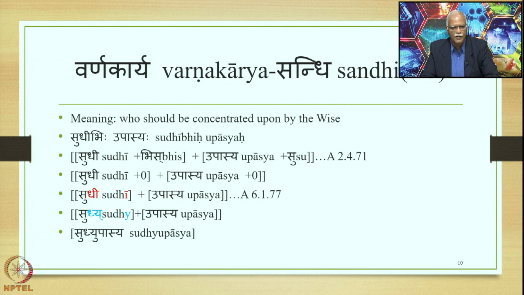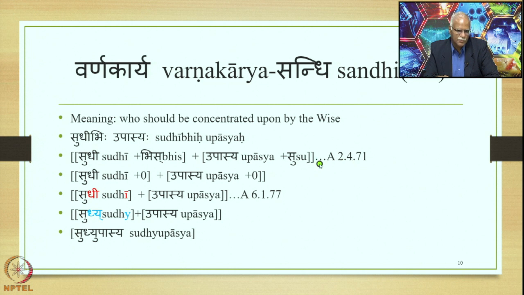This is another example where we have the meaning, namely, who should be concentrated upon by the wise. Sudhi is wise and upasya is who should be concentrated upon. Upasya has the verbal root asa with the preverb or upasarga upa. Asa literally means to sit, but upasa means to worship or to concentrate. And upasya is the kritya pratyaya, which means karma, and that is the reason why upasya is meant here as who should be concentrated upon. So the alaukika vigraha is sudhi plus bhis plus upasya plus su. At this stage, this attains the status of a compound samasa. Then immediately we apply supodhatu pratipadika yoho.